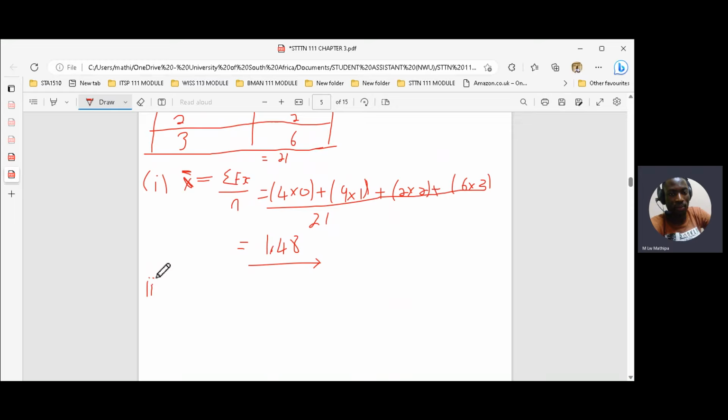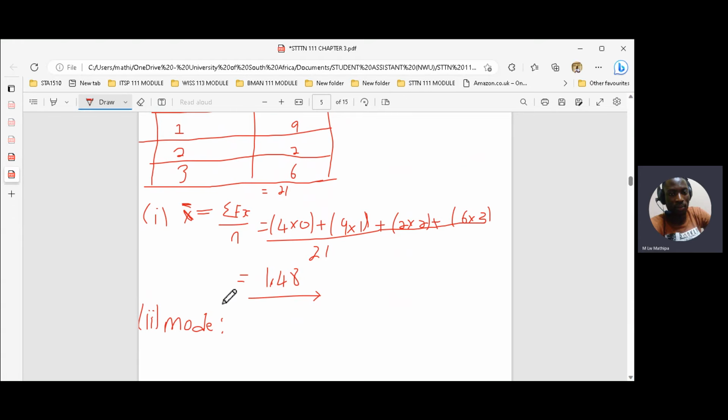Now let's move to the mode. We know that the mode is the most frequent value in a data set. When we're doing ungrouped data and you're given a data set, you just check the most frequent value there. Say maybe I have four 2s, then you can just say therefore the mode is equal to 2.